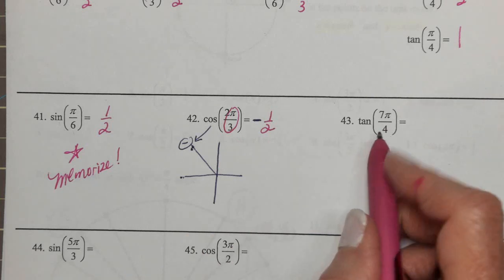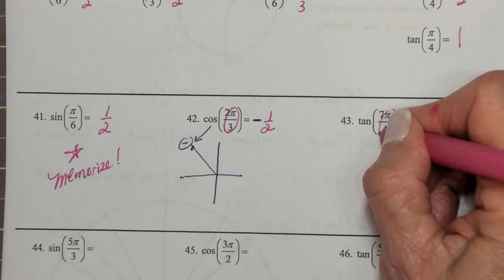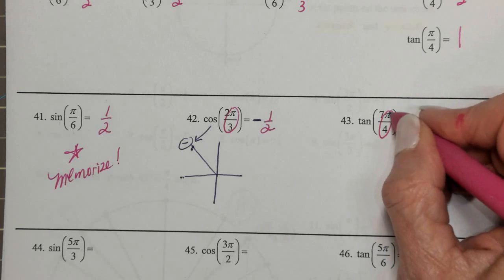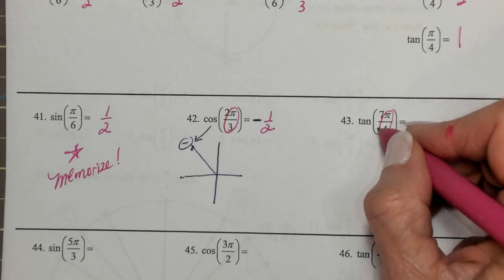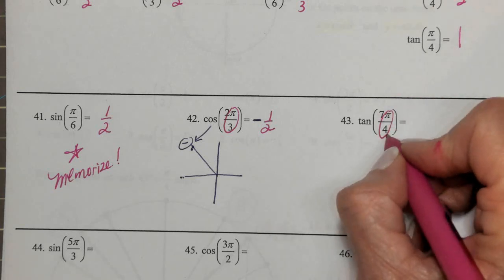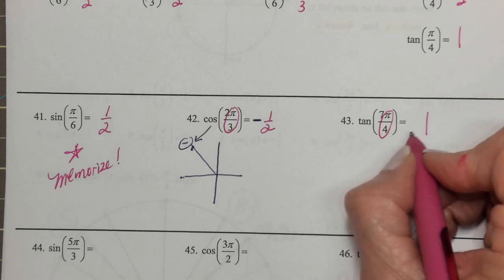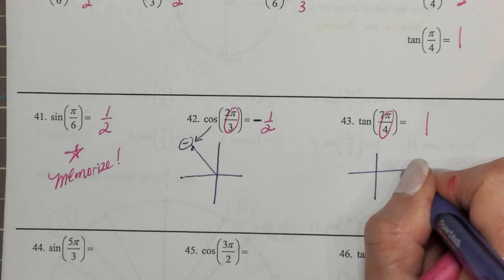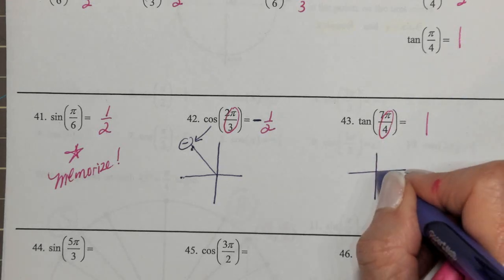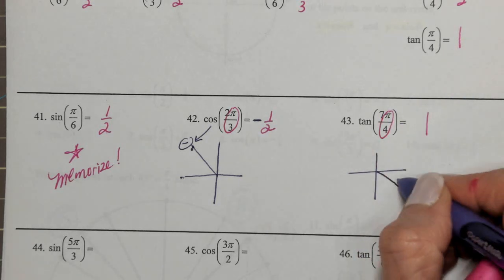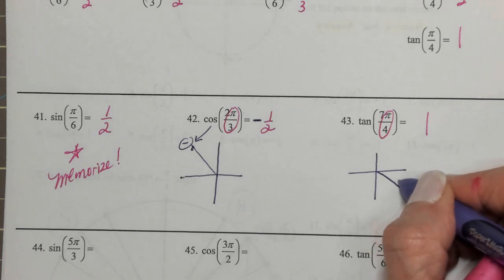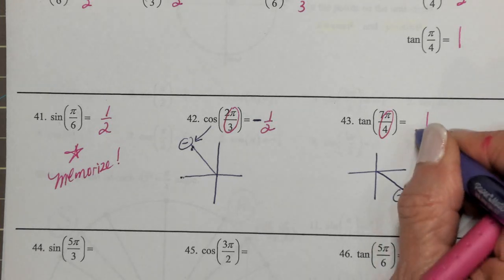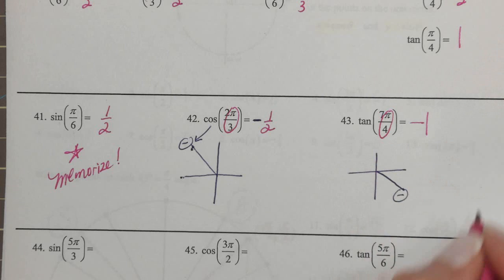Tangent of 7 pi over 4. Well, first of all, it's a pi over 4. I can't reduce 7 pi over 4, so it's a pi over 4. Tangent of pi over 4 is 1. Now I just need to know, is it positive or negative? So what quadrant is 7 pi over 4 in? 7 pi over 4 is 1 less than 8 pi over 4, so we're down here in quadrant 4, where tangent is negative. So this is -1.